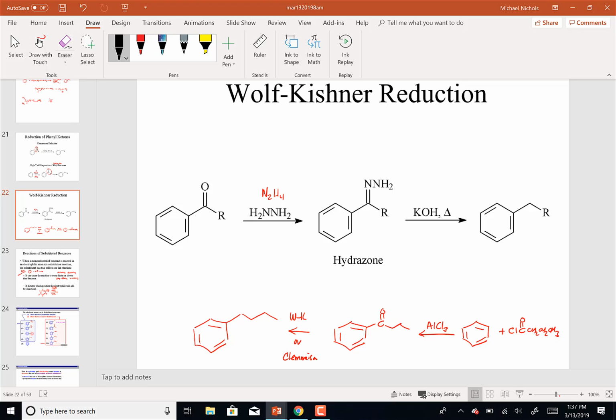So if you want to make a straight chained alkyl benzene, you start with benzene and whatever straight chained carboxylic acid chloride you'd like. React that with aluminum trichloride to make the phenyl ketone, and then use either Wolff-Kishner, this is a W-K, or Clemmensen in order to do that reduction.